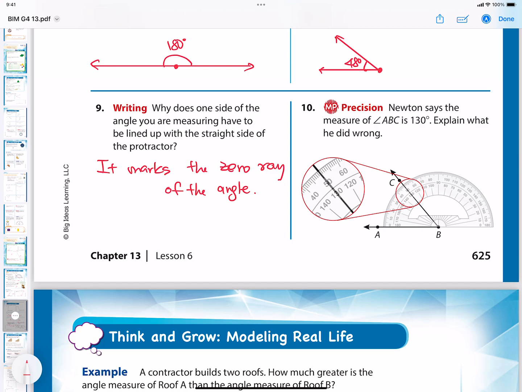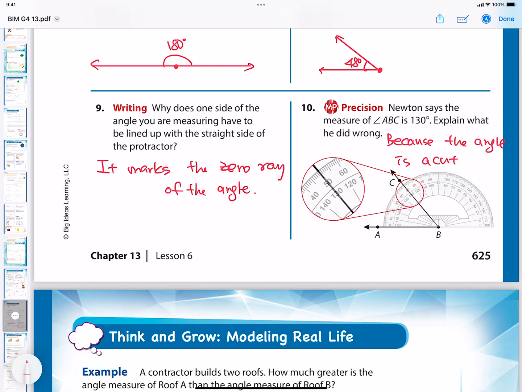Newton says the measure of angle ABC is 130 degrees. Explain what he did wrong. First of all, please check this angle and classify it. Is this acute or obtuse? Acute. So that's it, because the angle is what?